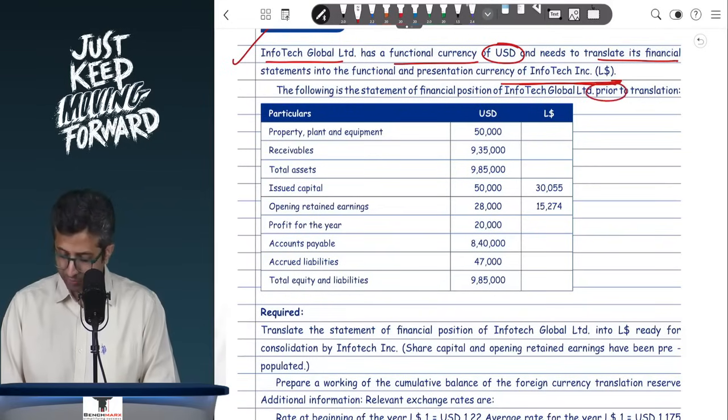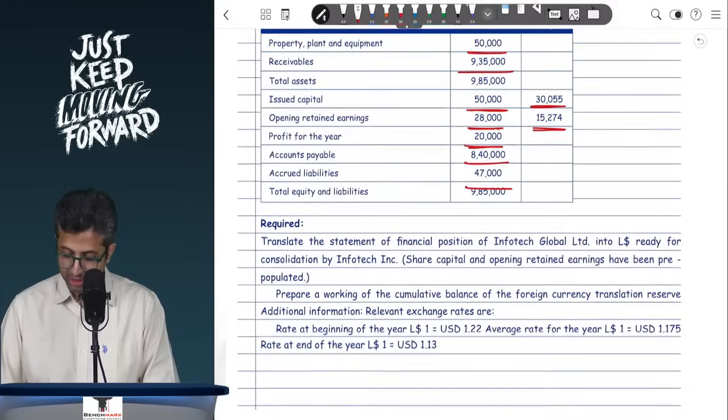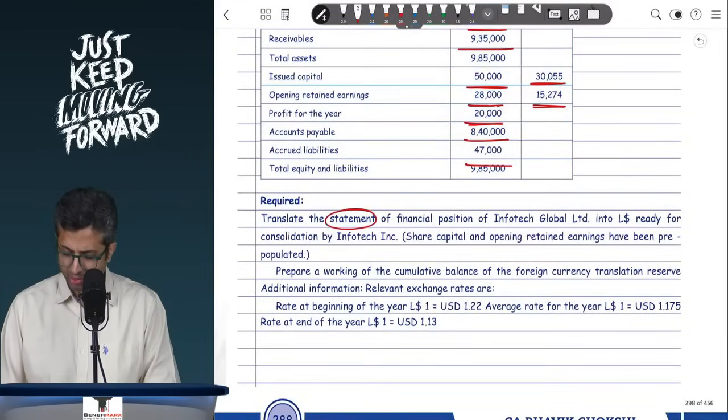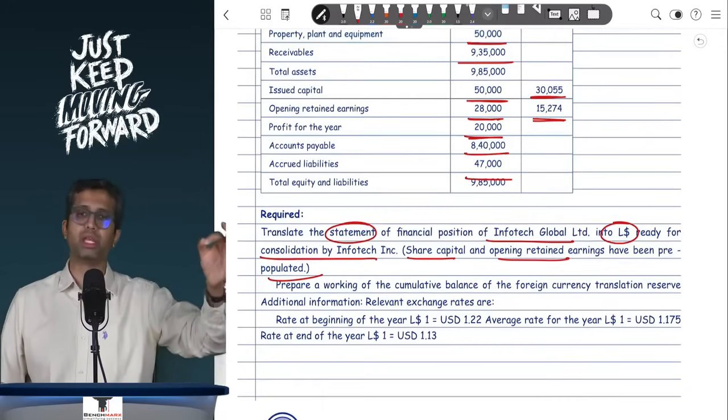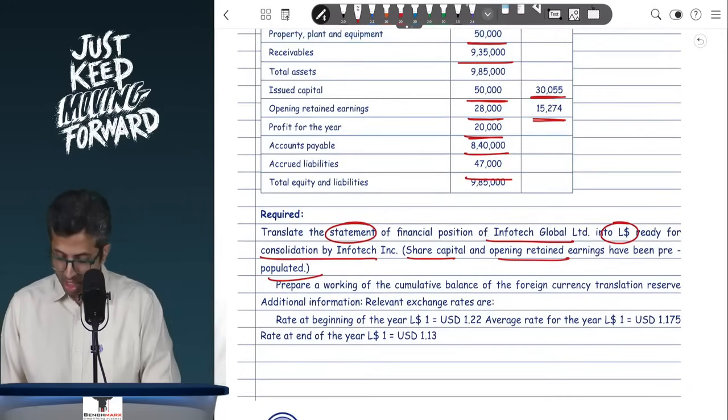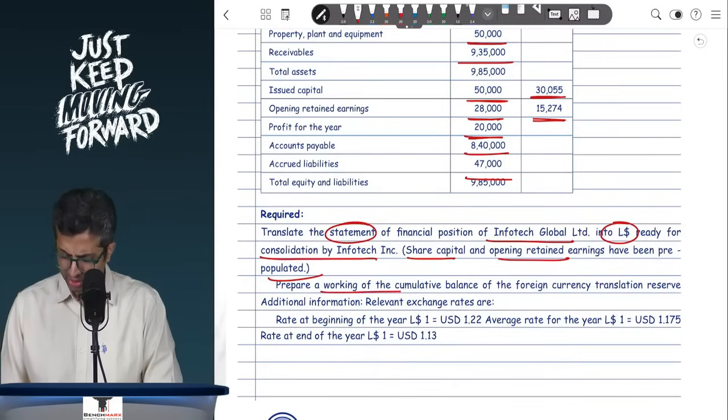So there is PP, which is actually non-monetary. Receivables, monetary. Issued capital, already given. Opening retained earnings, already given. Profit for the year. Accounts payable and accrued liabilities. Translate the statement of financial position of Infotech Global into $, ready for consolidation. Share capital and opening retained earnings have been pre-populated. Perfect, so I don't need to worry. Otherwise, this would be at the rate as on the date of acquisition. Prepare a working of the cumulative transaction reserve.